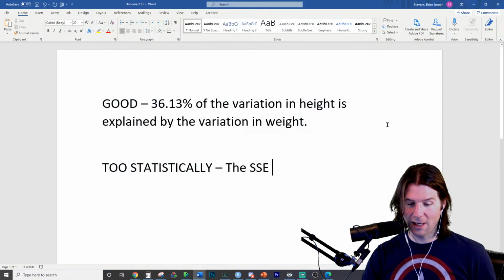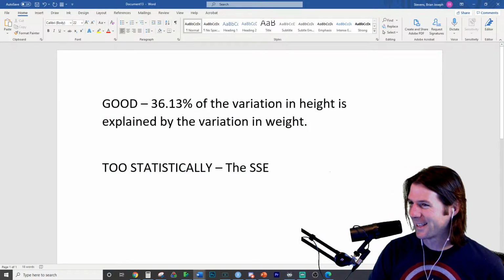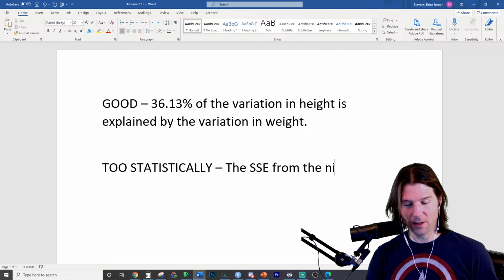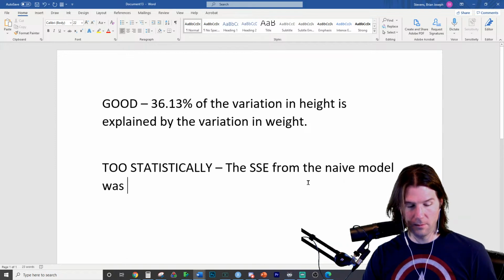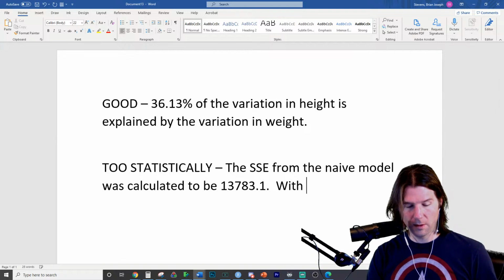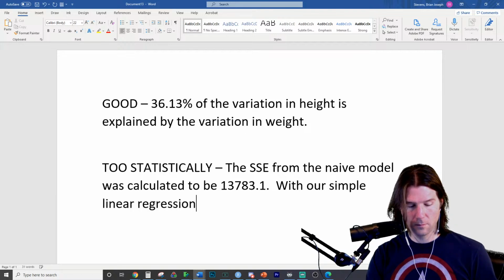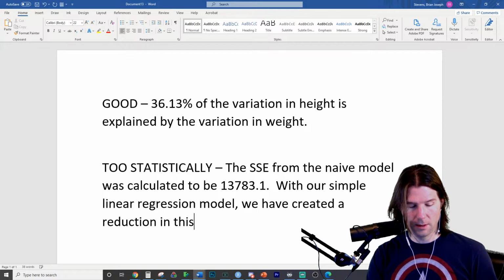Which you're like, Brian, didn't you just have us calculate this? Yes, we need to know the mathematics. The sums of squared error from the naive model was calculated to be this, with our simple linear model. We have created a reduction in this.